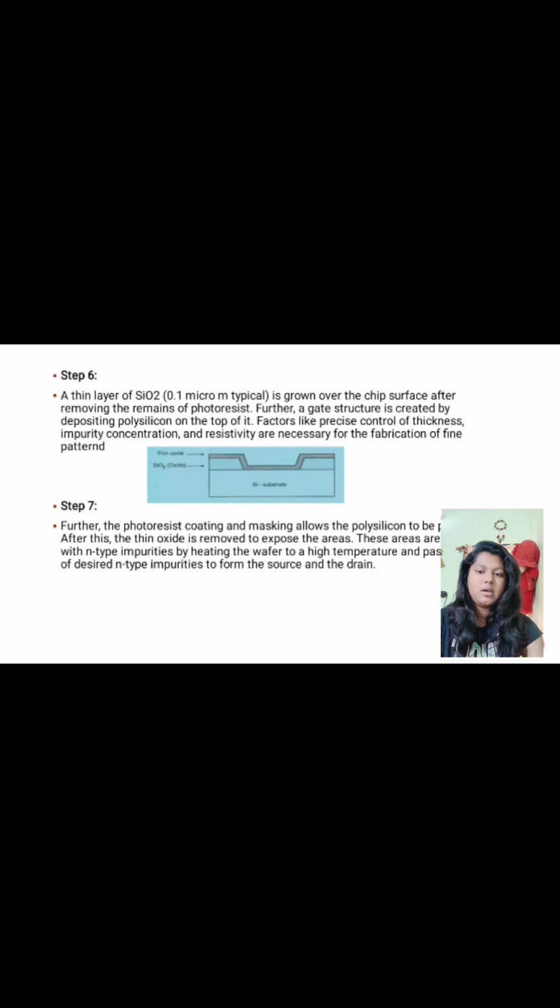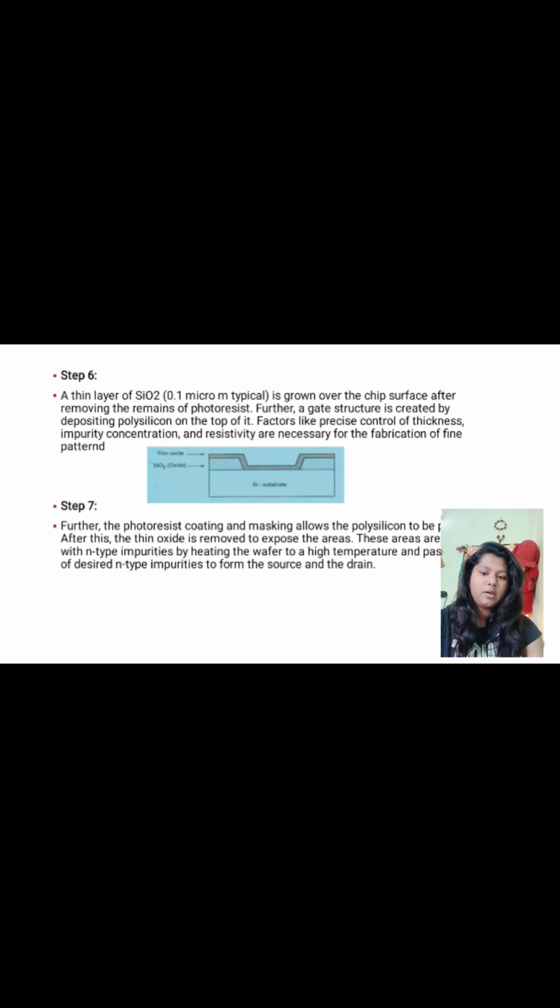In step 6, a thin layer of SiO2, typically 0.1 micron, is grown over the chip surface after removing the remains of photoresist. Further, a gate structure is created by depositing polysilicon on top of it. Factors like precise control of thickness, impurity concentration, and resistivity are necessary for the fabrication of fine patterns. Here we can see the diagram. Here we have SiO2 oxide. Above we have a thin oxide.